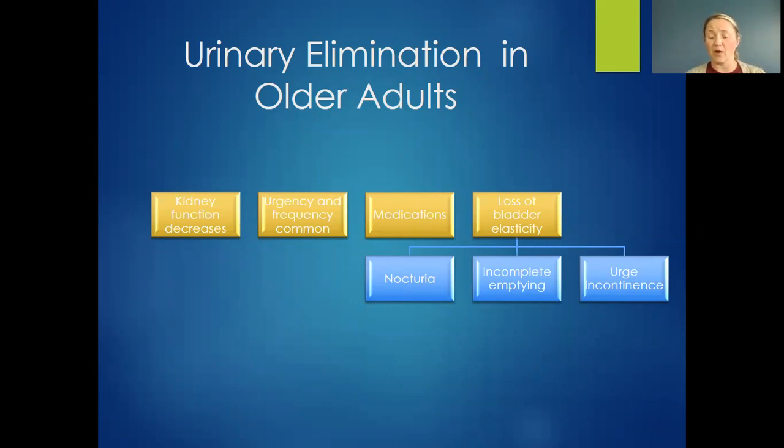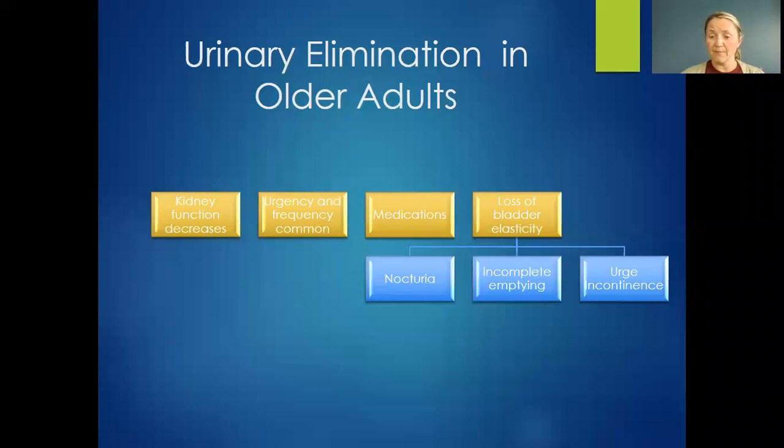We also have arteriosclerosis, or hardening of those arteries. So that reduces blood flow to the kidneys. There's a loss in muscle tone in the bladder. The wall becomes less elastic. So that can lead to nocturnal frequency and needing to get up during the night.